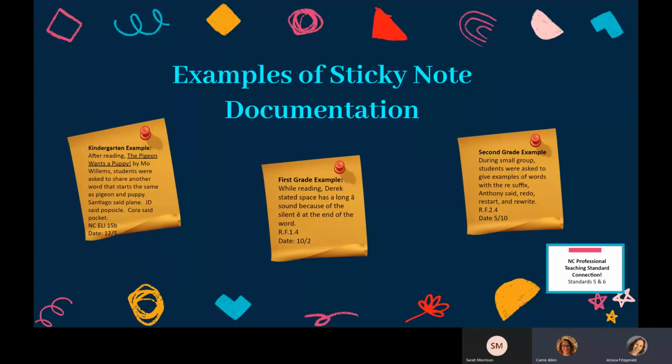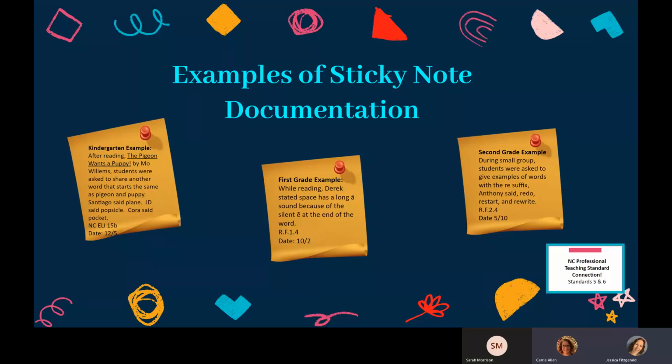The first example is a kindergarten example. It states, after reading Pigeon Wants a Puppy by Mo Williams, students were asked to share another word that starts the same as pigeon and puppy. Santiago said plane, DJ said popsicle, and Cora said pocket. This is an example of the North Carolina Early Learning Inventory 15B.